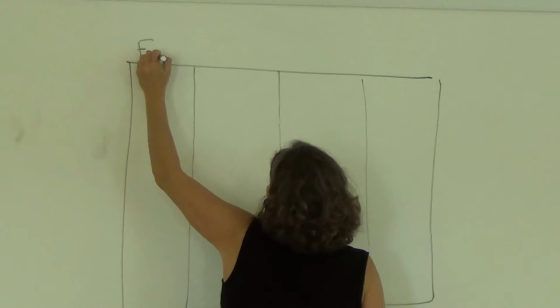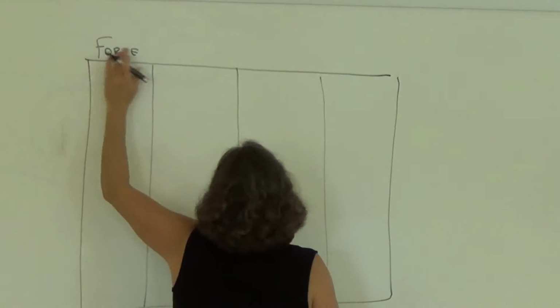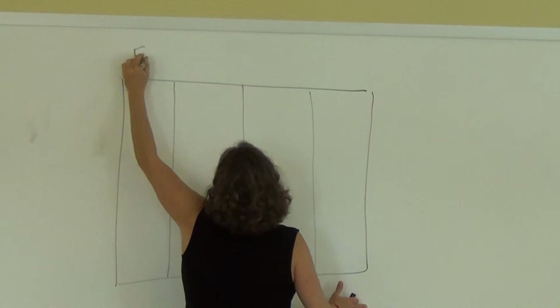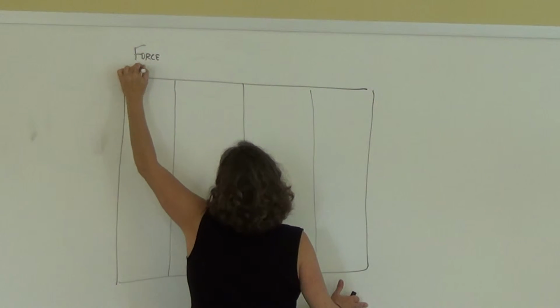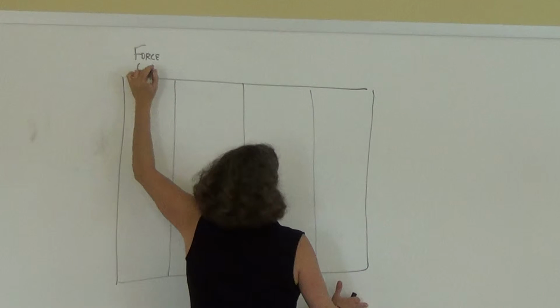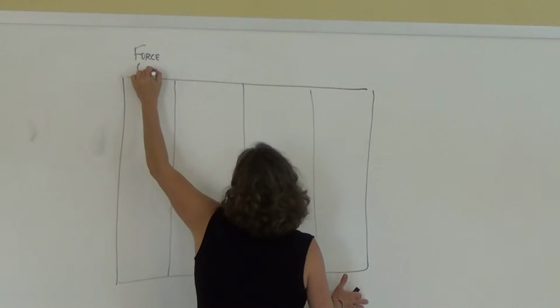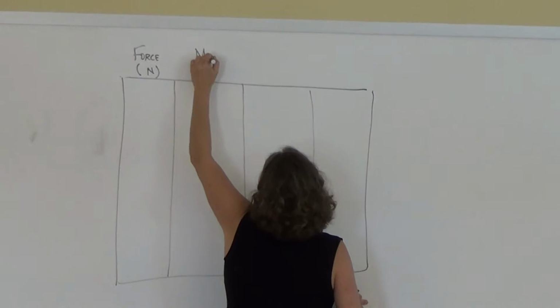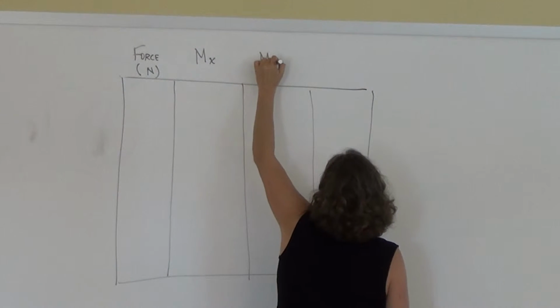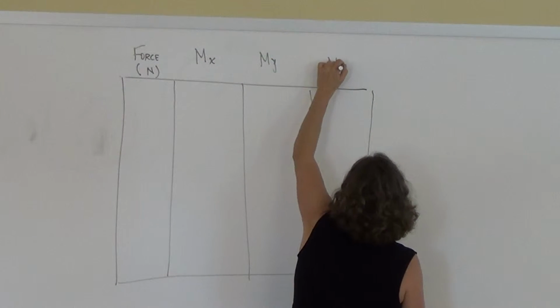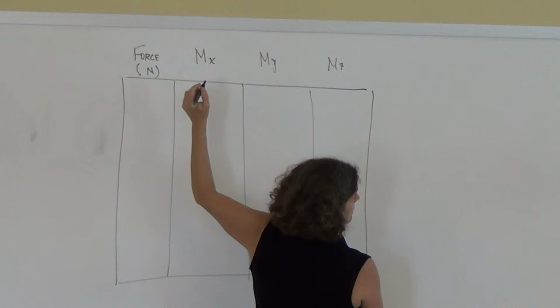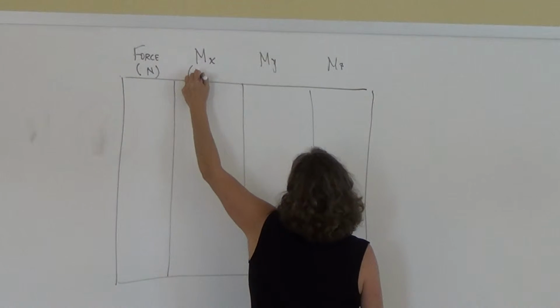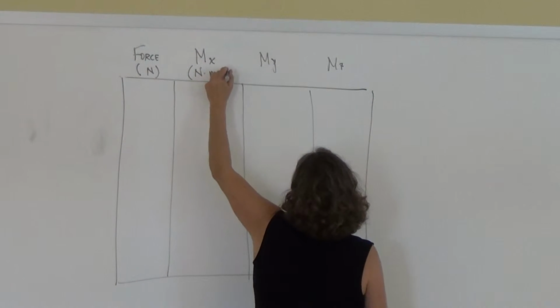First column is the force, and the units that the force is in is what? Is it pounds again, or newtons? Newtons? Yeah. And we want to find the moment about the x-axis, moment about the y-axis, and the moment about the z-axis. And we're looking at Newton millimeter. We'll keep it in millimeters.